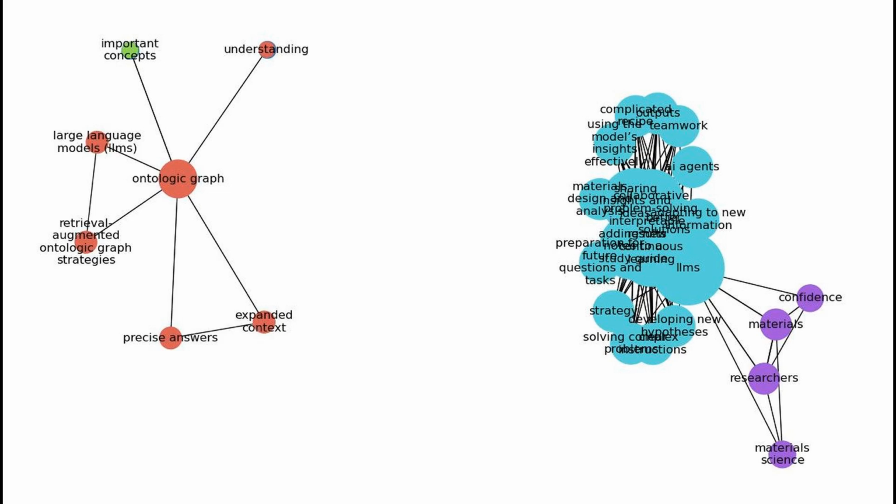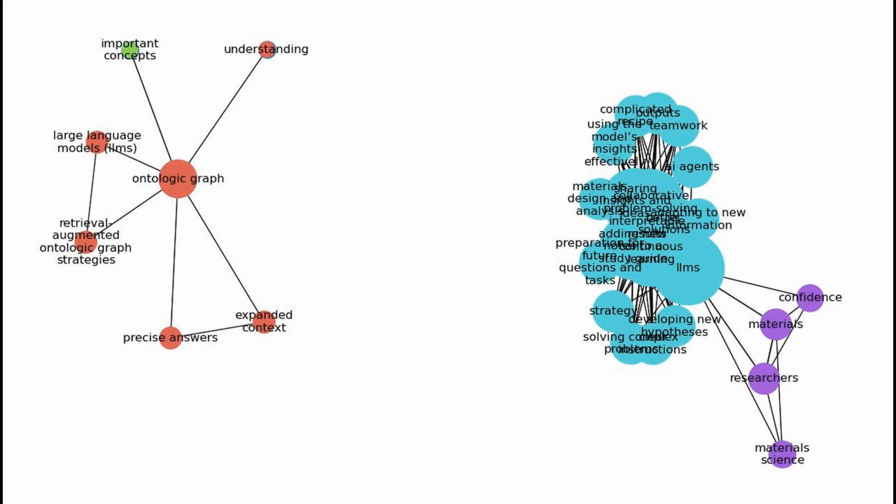1. Enhanced understanding. The ontologic graph acts like a web that connects important concepts and shows how they relate to each other. This helps the model to understand the material science better and makes it more likely to provide accurate and relevant responses.